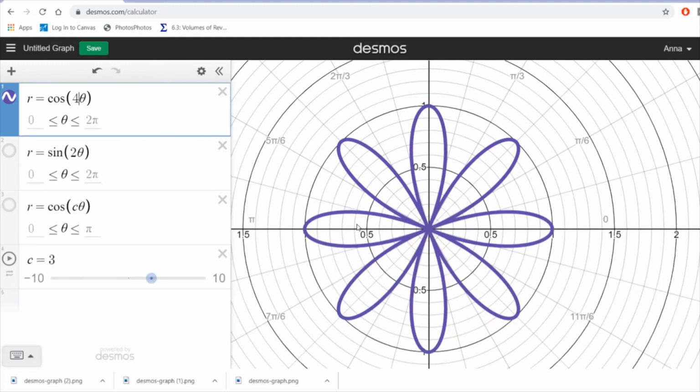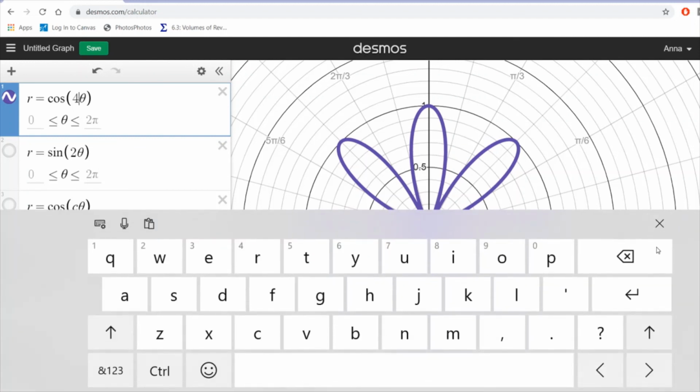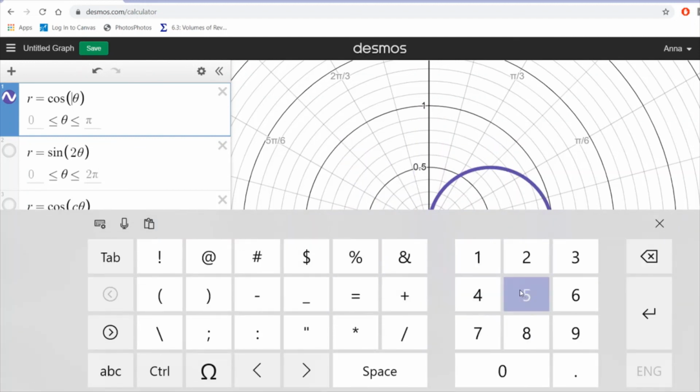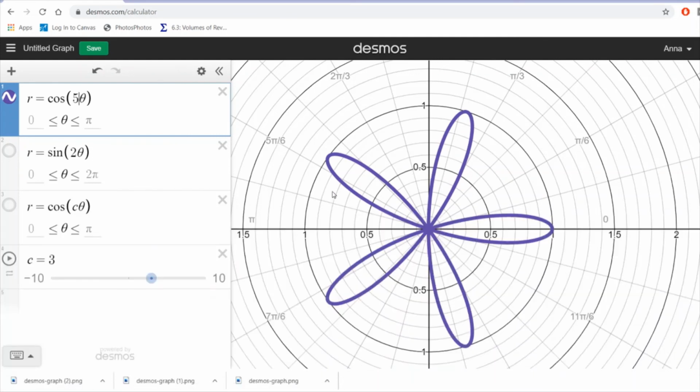And so the general rule, and this isn't something I'm going to ask you to memorize or anything, but it's just interesting to notice, is that if you have an even coefficient of theta, you're going to get twice as many petals as the coefficient. So 4 here gives us 8 petals. Whereas if you have an odd number, so for example, let me change this to 5, then the number of petals is actually going to be equal to the coefficient. So when it's even, it's twice as many petals. When it's odd, it's the same number of petals as the coefficient.